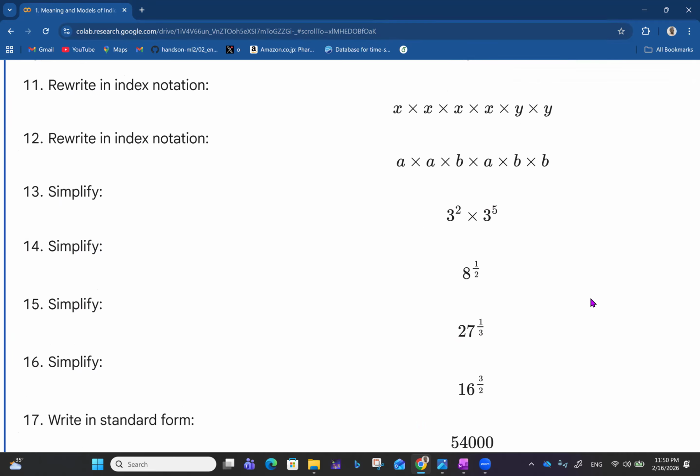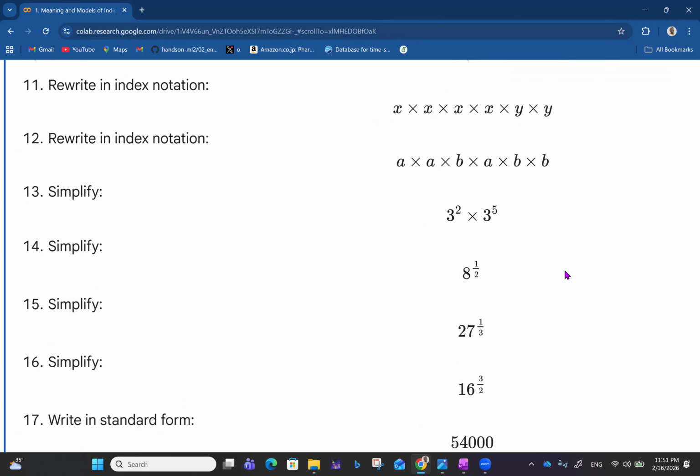Here now you have x times x times x times x times y times y. This is x raised power 4 times y raised power 2. We write an index. This is a times a times a, that's a cube, and b cube. Simplify this. That's 3 raised power 7, right?